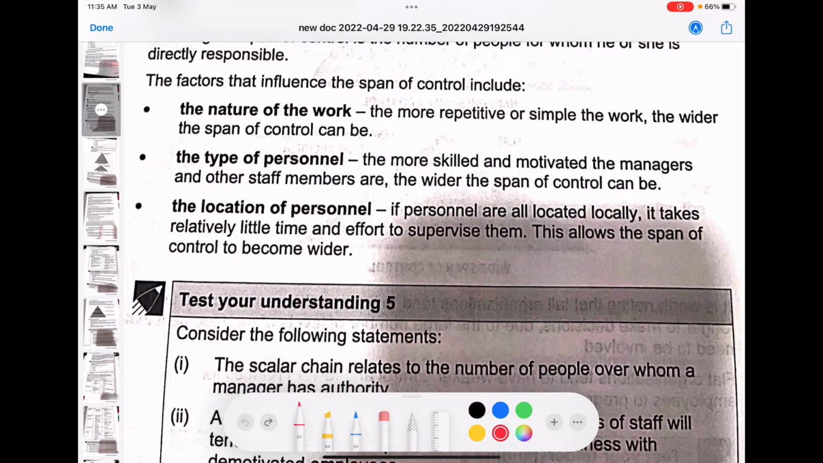Location of the personnel. So if all my students are in the same place, it is easy for me to teach. But if one is in another country, if the other person is in another city, then it is more difficult for me to manage them, right? So if the personnel are located locally, it takes relatively less time and effort to supervise them. This allows the span of control to become wider. So we got to know what the span of control is and what influences it: the nature of the work, the type of personnel, and the location of the personnel.